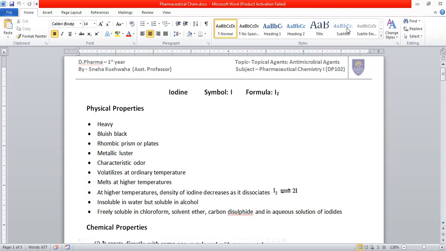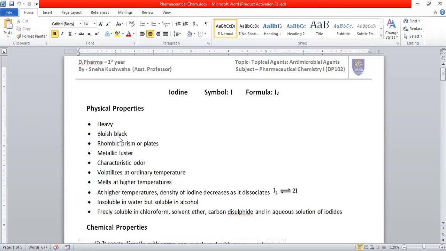Today we are going to discuss another important antimicrobial agent, that is iodine and its solutions, as well as povidone-iodine. So firstly, we'll start with iodine. Its symbol is I and its formula is I2. Now we shall discuss the physical properties of iodine.